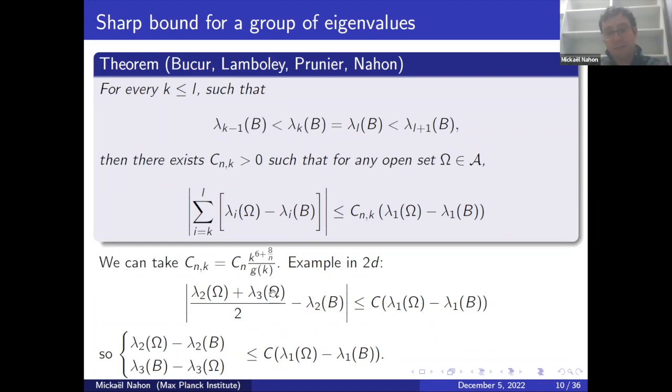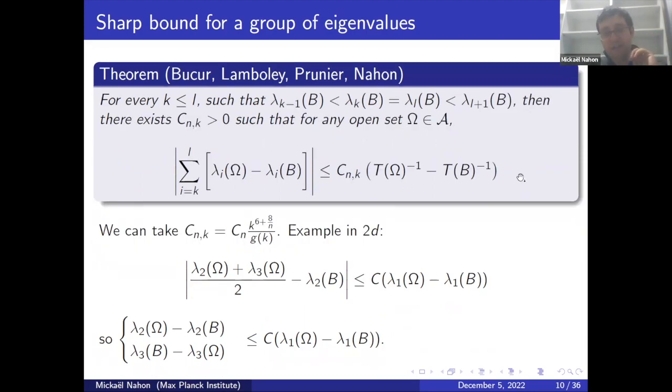So for example, this directly implies two inequalities: the difference of lambda 2, but with no absolute values around, is bounded by the difference of lambda 1, and the opposite difference of lambda 3 is bounded like this. The first inequality is actually a consequence of a result of Ashbaugh and Benguria that says that the ratio lambda 2 over lambda 1 is maximal on the ball, because you can directly transform it into an inequality like this. And the bottom one, not sure. Okay, so these are the main results.